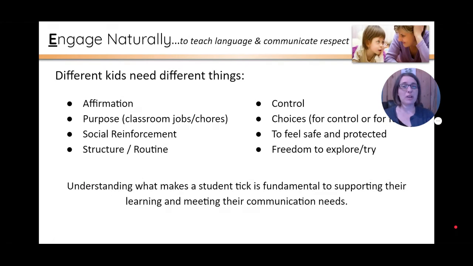When we engage naturally, we also recognize that different kids need different things. There are different drivers and different things that make kids tick, but that's really fundamental to supporting their learning and their communication needs. Like I said earlier, I have two boys, 6 and 8. They're really different kids, so the way that I support them as individuals is different. I have one son who loves structure. He loves having a sense of purpose, and he loves being able to have control over what he does and how he uses things and what choices he makes. So he really is driven by that.